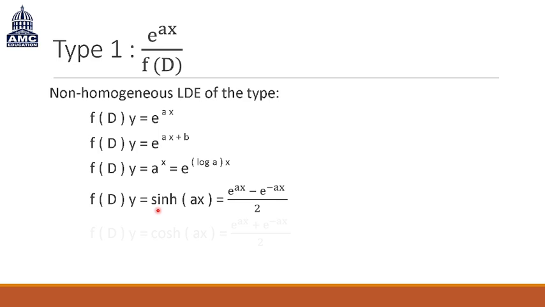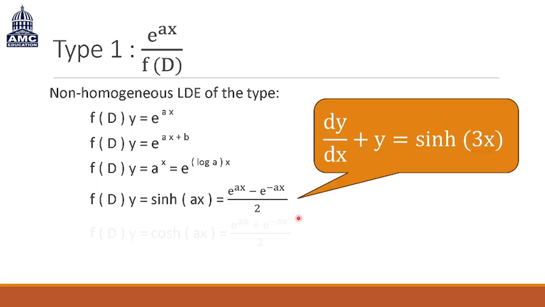Well, we can also solve the non-homogeneous linear differential equation with constant coefficients where the right hand side could be a hyperbolic function, right? This is sine hyperbolic of ax. Again, a is the constant over here, and sine hyperbolic is defined as e raised to the power ax minus e raised to the power minus ax, whole divided by 2, right? And an example is dy by dx plus y is equal to sine hyperbolic 3x.